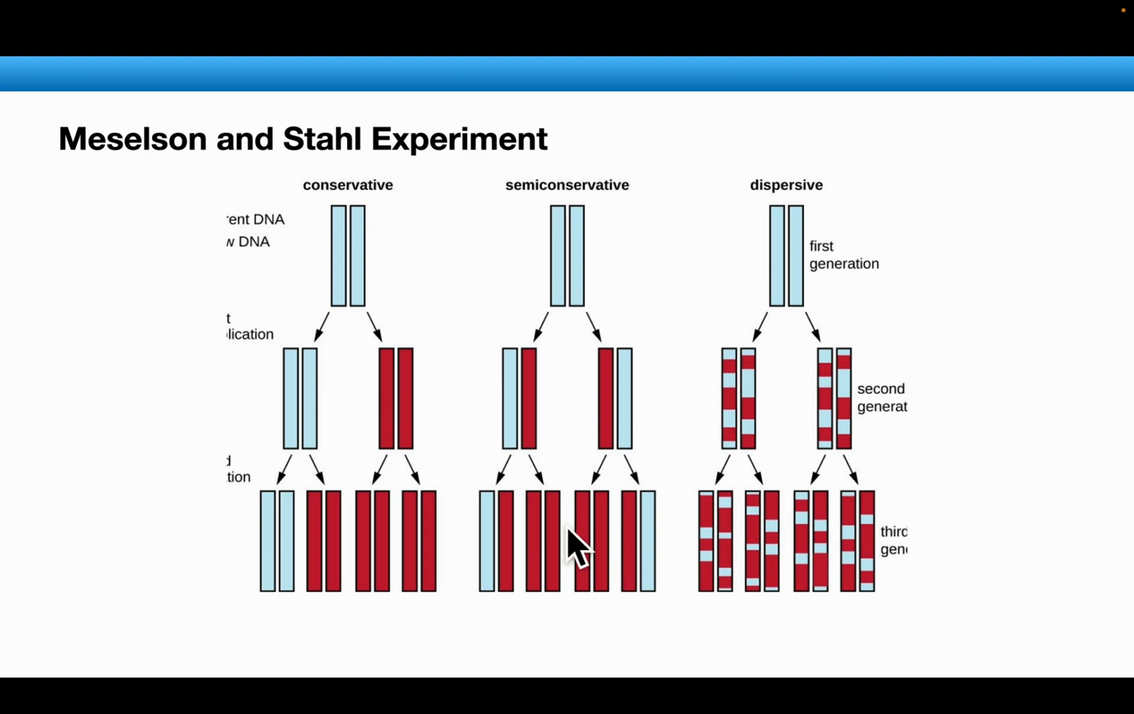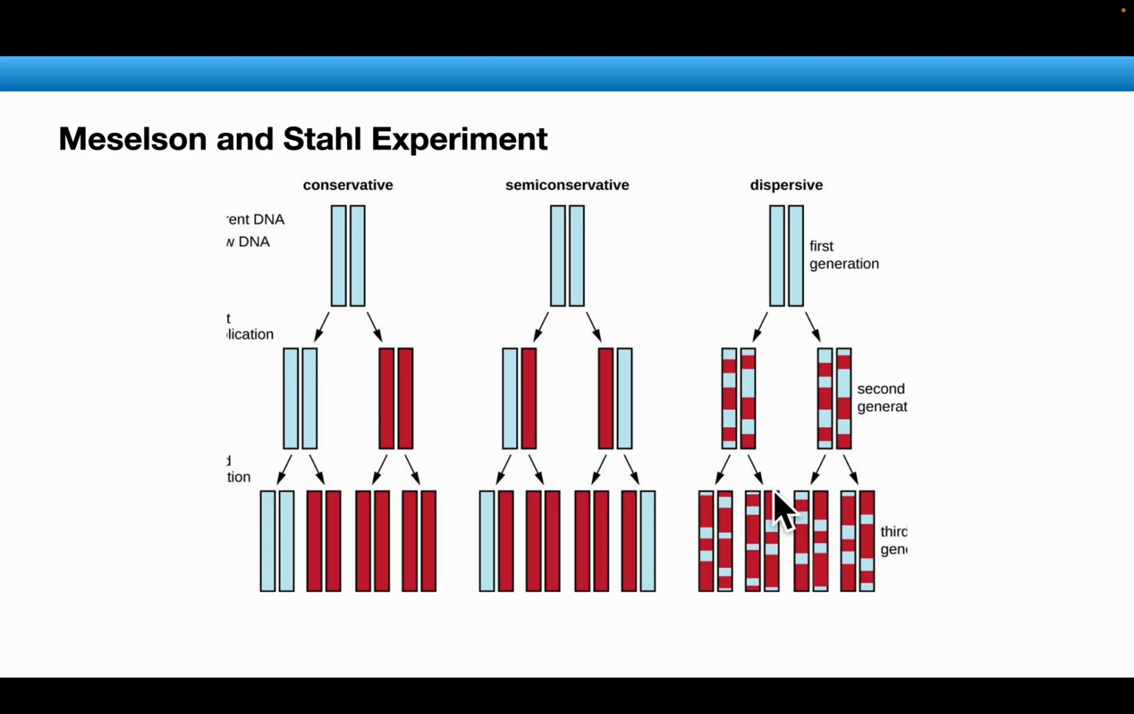The last and most complex model is dispersive replication. The parent strand of DNA is broken down into many tiny parts, like this, which are then paired with the corresponding daughter strands of DNA. So the cells that replicate in the first and second rounds both have part parent chain and part daughter chain.